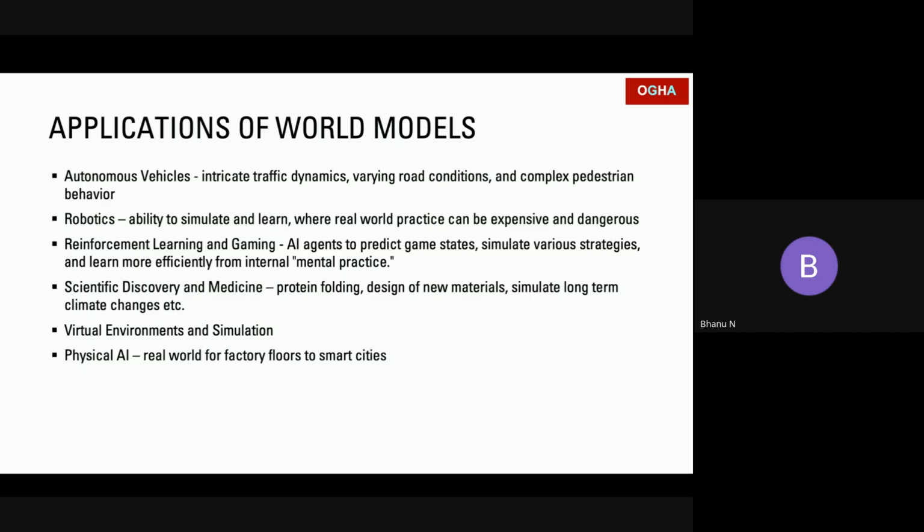Then it can be used for scientific discovery and medicine, for example, protein folding, design of various kinds of new materials, materials of certain strength, certain characteristics, certain brittleness, certain flexibility, certain malleability, and so on. And you can come up with a whole host of those things. And also you can simulate long-term climate changes. If you look at the weather forecast, the deterministic forecast versus the AI-based forecast, can you do a long period average and extend your horizon of forecast to years and decades.